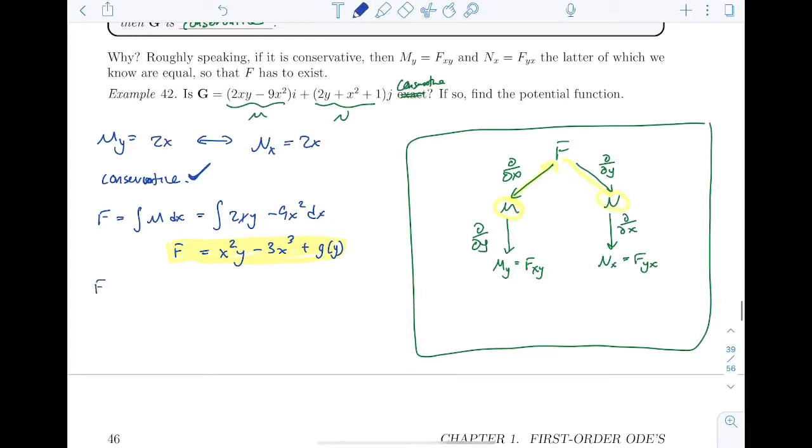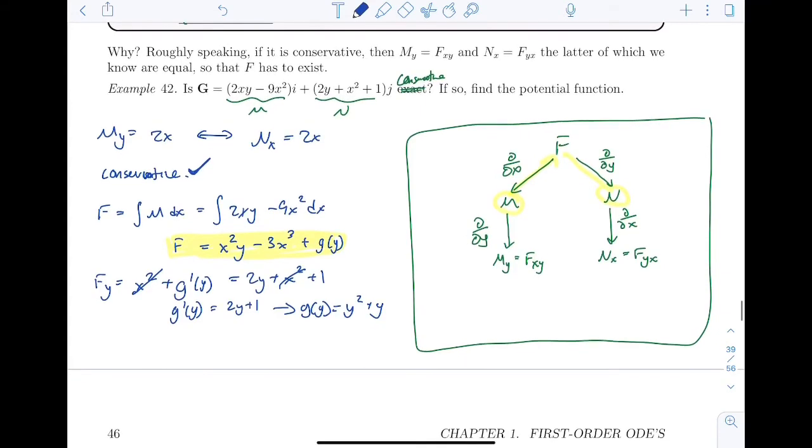All right, so then what is f_y? Well, f_y is x squared plus g prime of y. And f_y is supposed to equal N, and N is equal to 2y plus x squared plus 1. So I have x squared on both sides, so what is g prime? Well, g prime of y is 2y plus 1. So that means that the little g function is y squared plus y. Okay, and now we're good to go.